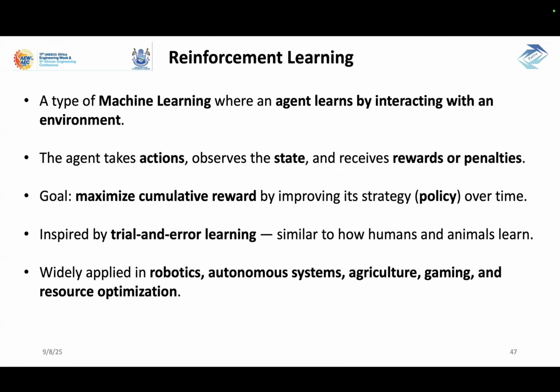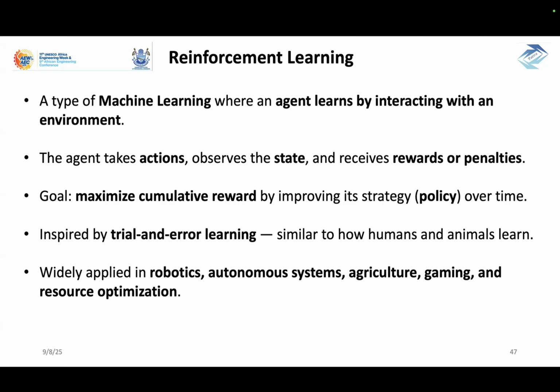Okay, last but not least, and I'm going to stop here for today: reinforcement learning. This is a type of machine learning where an agent learns by interacting with the environment. These days people talk about agents. When you are trying to get some help from companies these days, you basically chat with an agent. This also comes from generative AI.